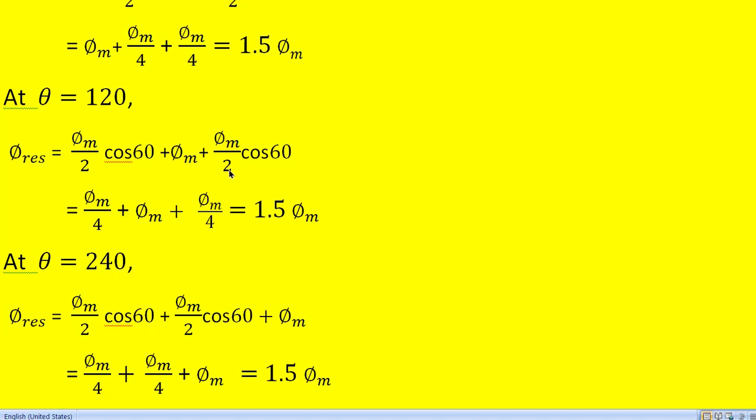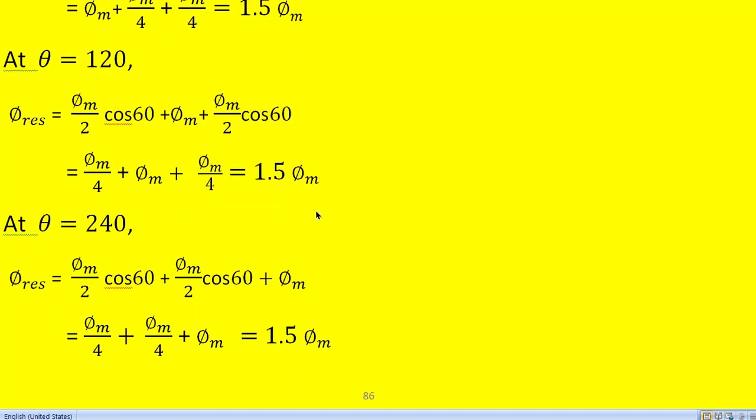Once we resolve in the Y phase direction, we get the resultant flux like this: phi m by 4 plus phi m plus phi m by 4. Once we add these three vectors, we get 1.5 times phi m. At theta equal to 0 degrees, we got the resultant flux 1.5 times the maximum flux. At theta equal to 120 degrees, again we get the flux in the Y direction, but its maximum value is 1.5 times the maximum flux.